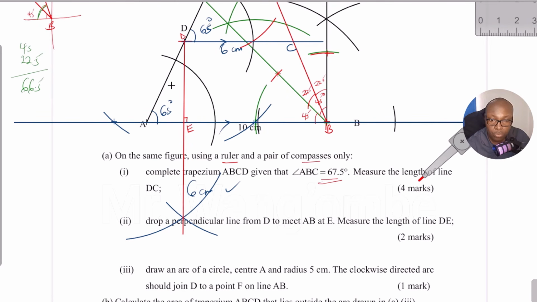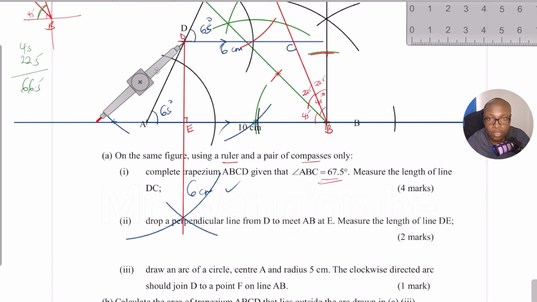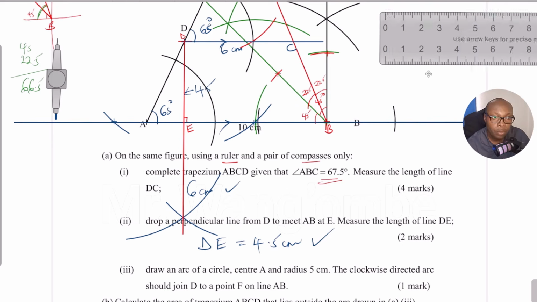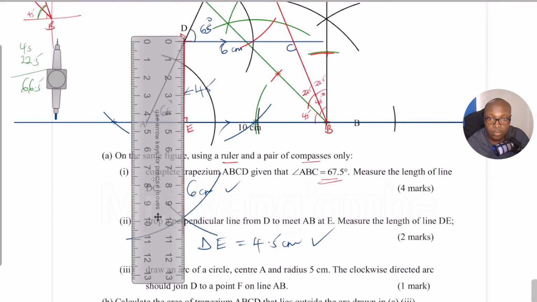You're supposed to measure the length of line DE. So let us measure that. I can use a pair of compass to do that from my side. So let me see whether it is possible. I'm using my pair of compass to measure that. Mine is calibrated. So I can see this line here is 4.5. So DE is equal to 4.5 centimeters. You can use a ruler to confirm that. My pair of compass is calibrated, that is why I didn't use a ruler.